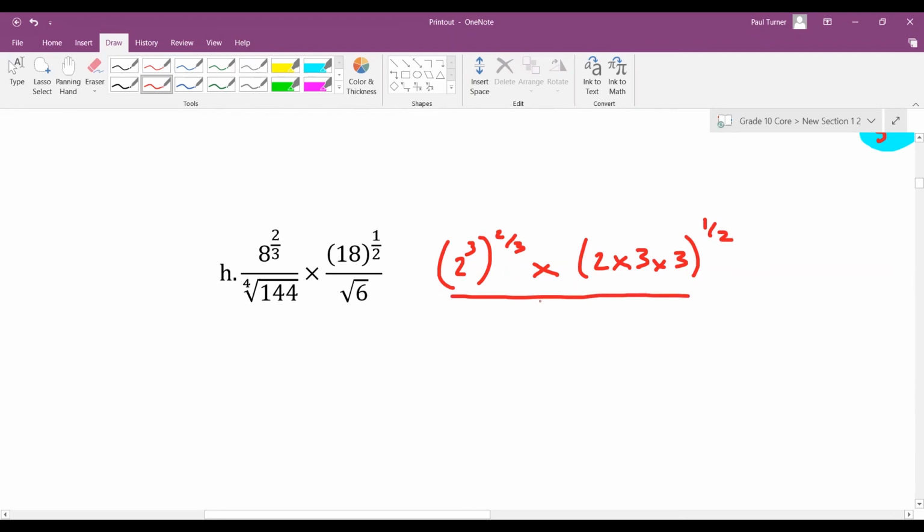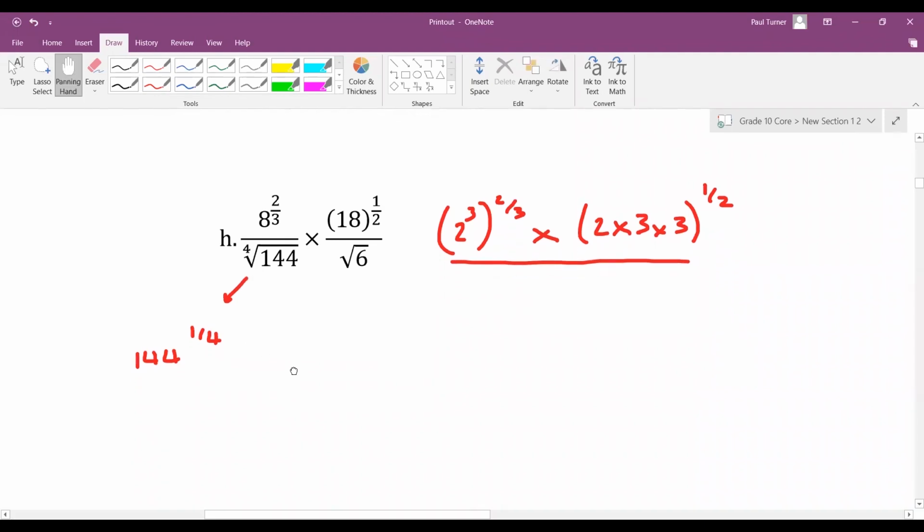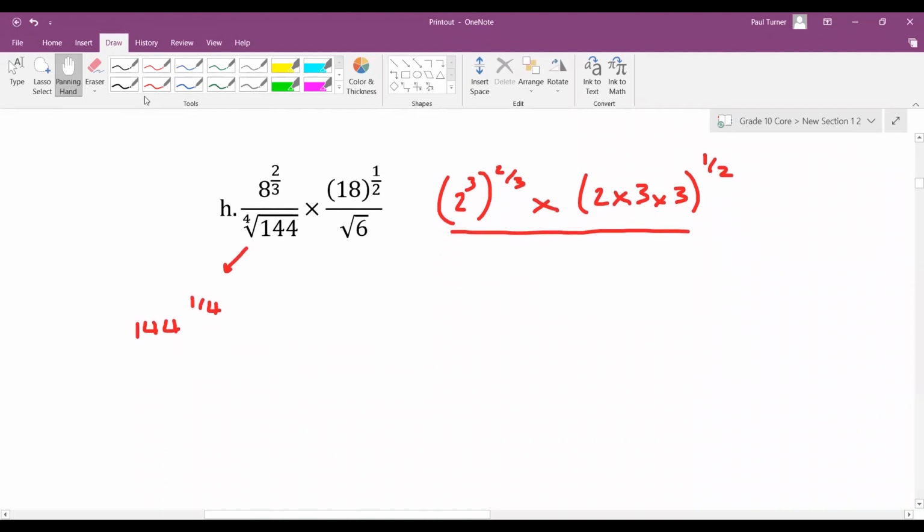Now 144, what did I change that to? 12. So this one, you're going to have to think about what you're going to do here. So you've got 144 to a quarter power. That's this one here. And 144, try to change that to smaller numbers. So 144 would be 12 times 12, for example, and then you can change your 12 times 12 to smaller powers. What have I done here?